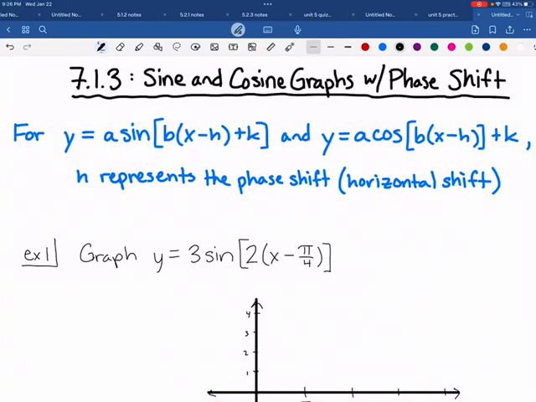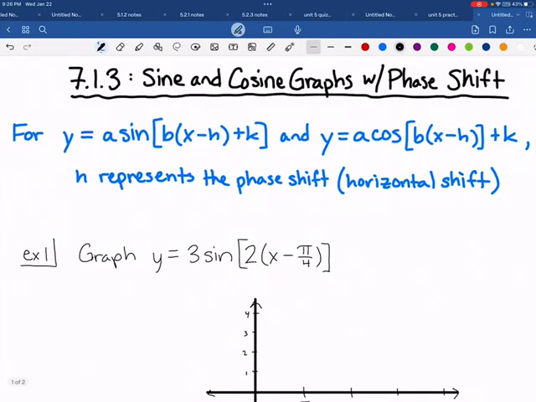Hi guys, so this is going to be a short, hopefully, set of notes on 7.1.3, which is sine and cosine graphs with phase shift. Forgive me if my pen makes noises when I write. I think it tends to be a little clickety-clacky, but just bear with me on whatever extra sound you're hearing.